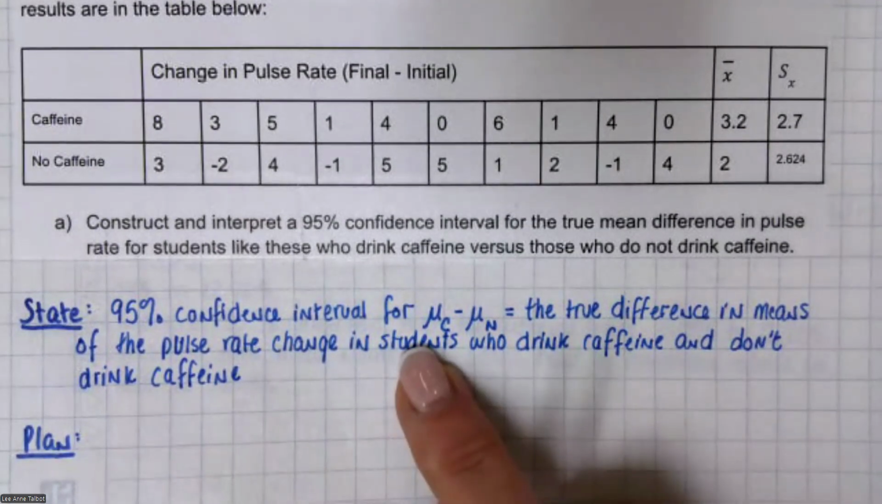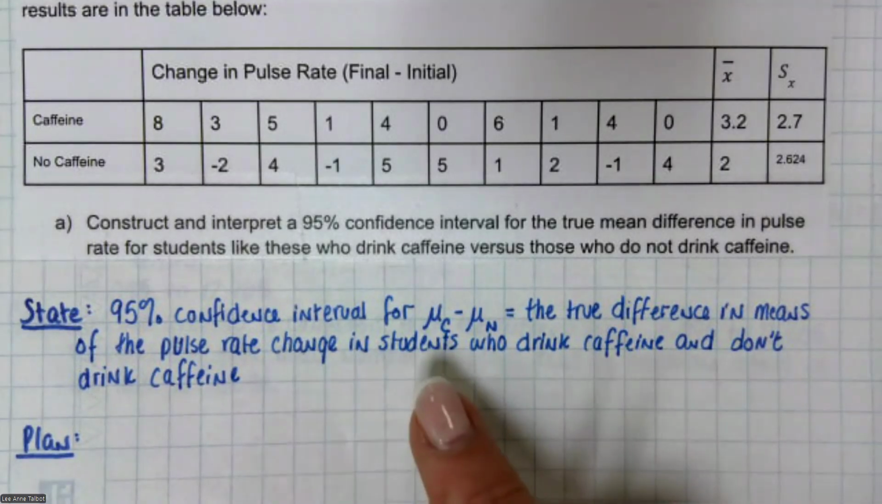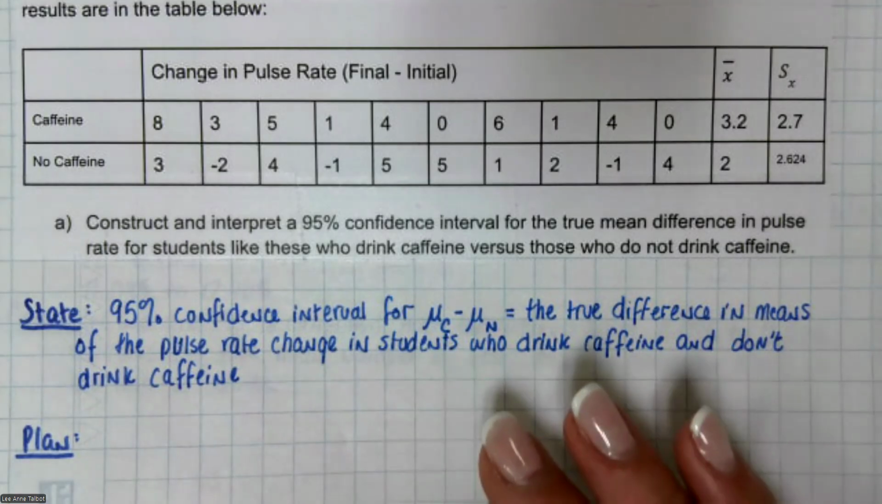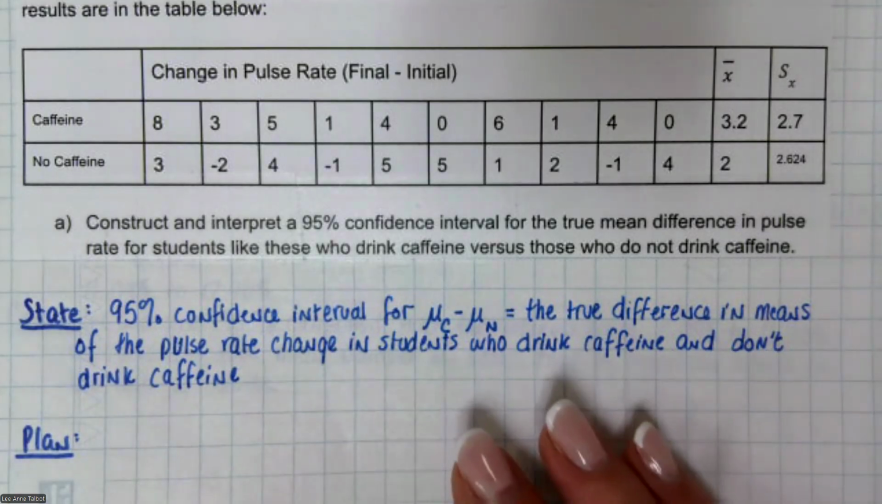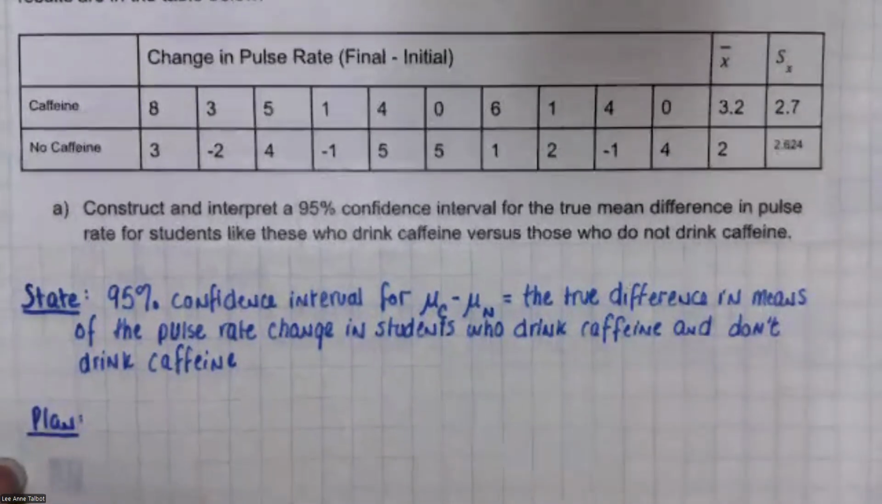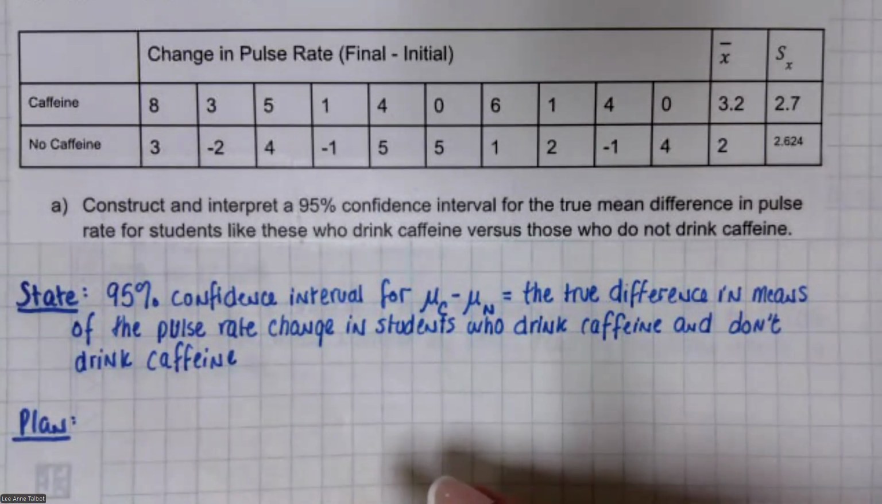Okay, now I want to note here that you could write this differently. You could write mu C equals, mu N equals, and put the two statements separately. I don't care which one you do. This one is less writing, which we can all appreciate. First of all, does my state make sense before I move on?